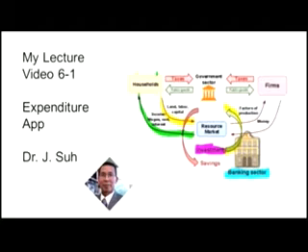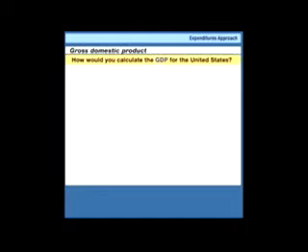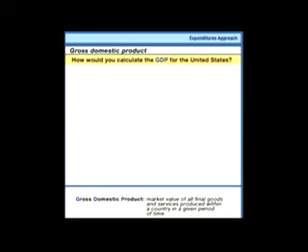Suppose it's your job to calculate the gross domestic product for the United States. How would you do it? Start with the definition. The gross domestic product is the market value of all final goods and services produced in the United States in a given period of time, say 1 year. That is, it's the total value of all of the economic transactions that occur in the United States.